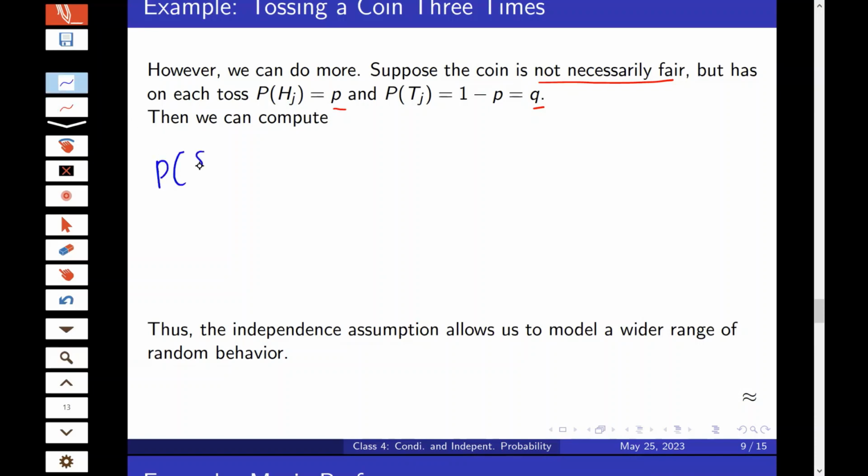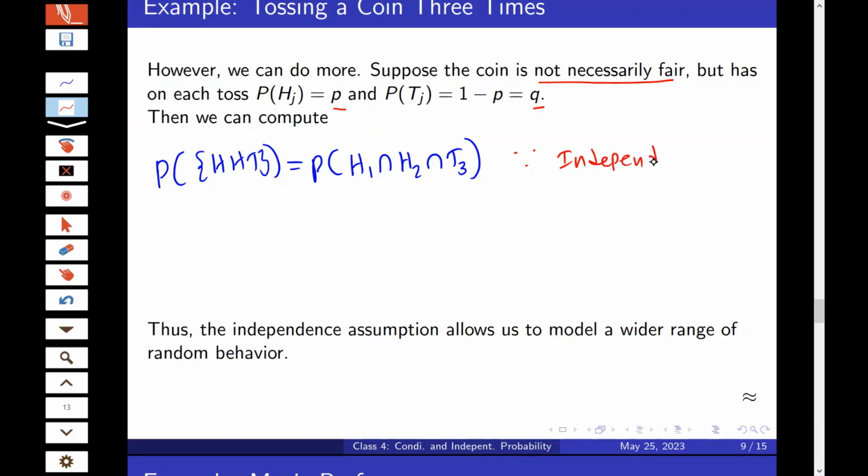If it is not an equally likely event, we can still use the idea of independence. Suppose we are going to calculate head, head, tail again. Now we can write this using the same definition: H1 intersection H2 intersection T3. Now since these are independent, we can break it. Since it is an independent process, we can write this as P(H1) times P(H2) times P(T3).